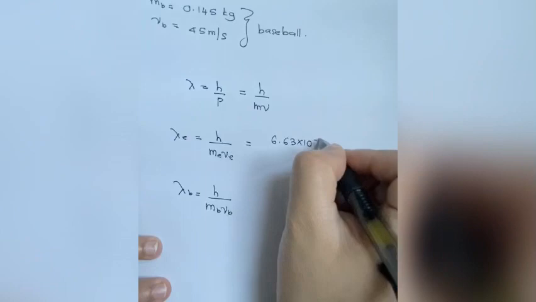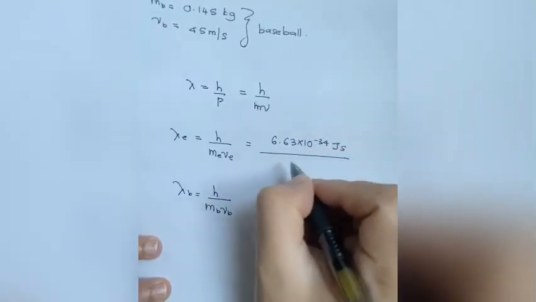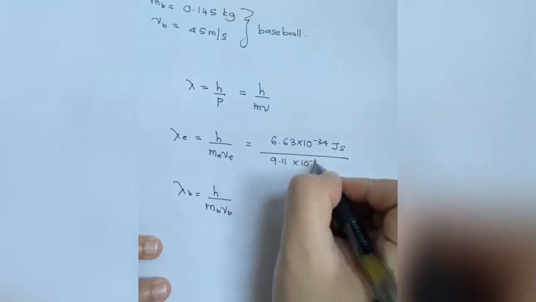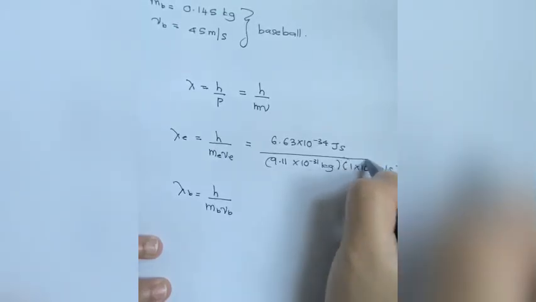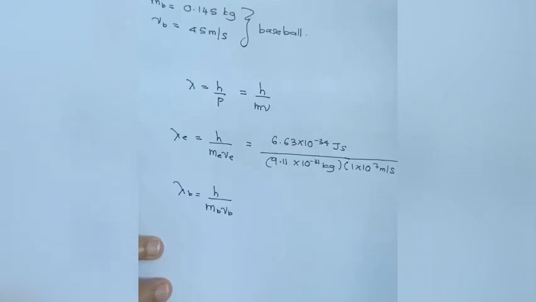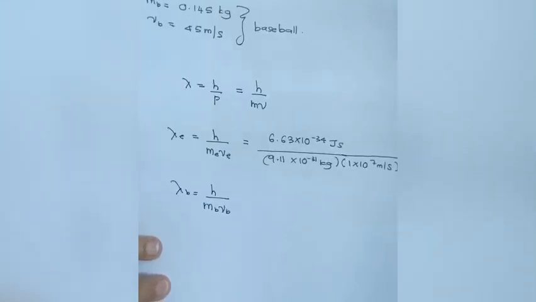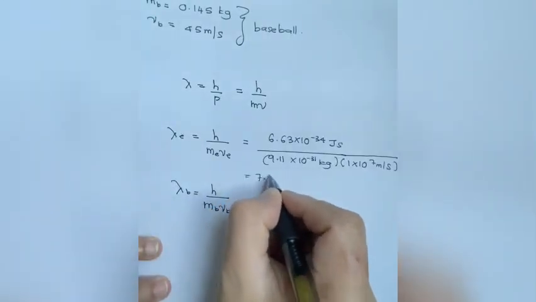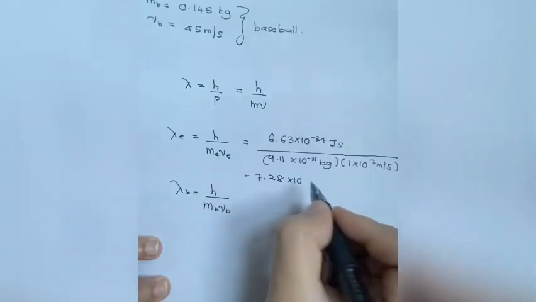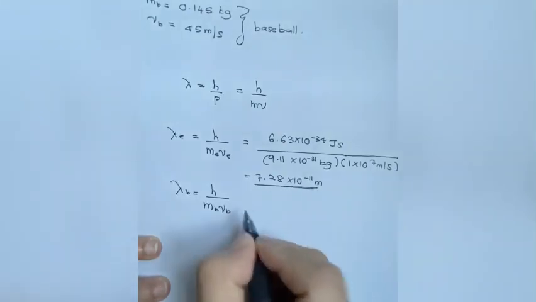Okay, you can substitute the values: 6.63 times 10 to the power of negative 34 joule second, divided by 9.11 times 10 to the power of negative 31 kg times 1 times 10 to the power of 7 meters per second. You can calculate this one, and the final answer here should be 7.28 times 10 to the power of negative 11 meter.